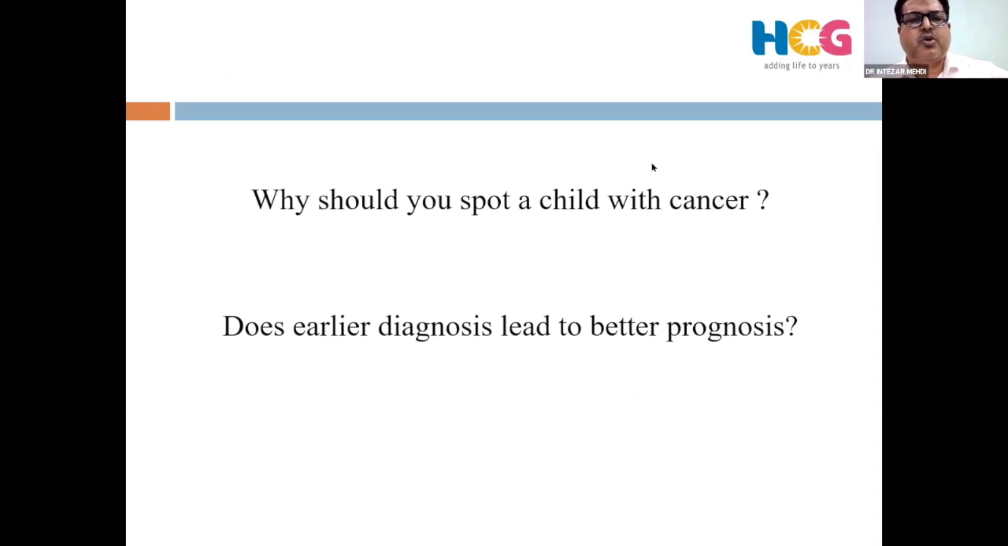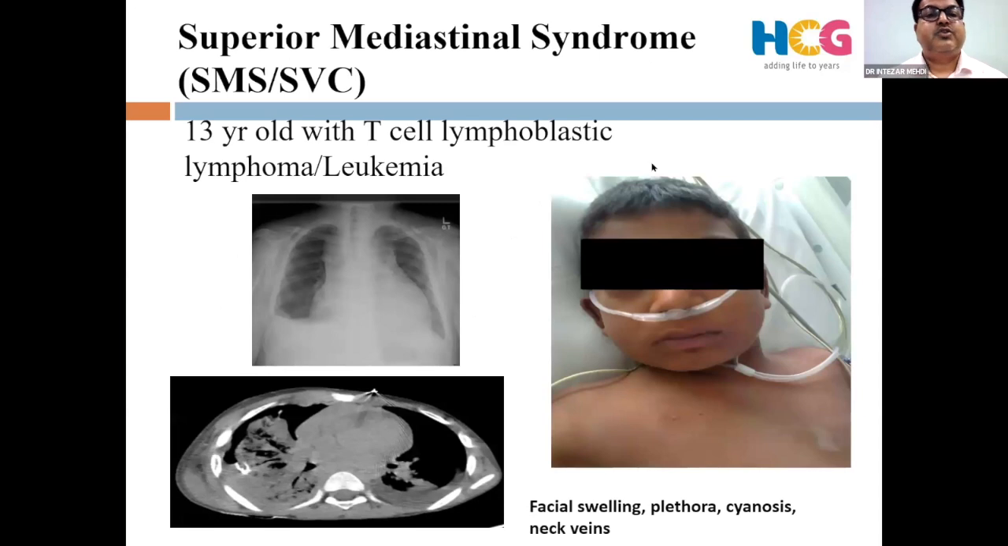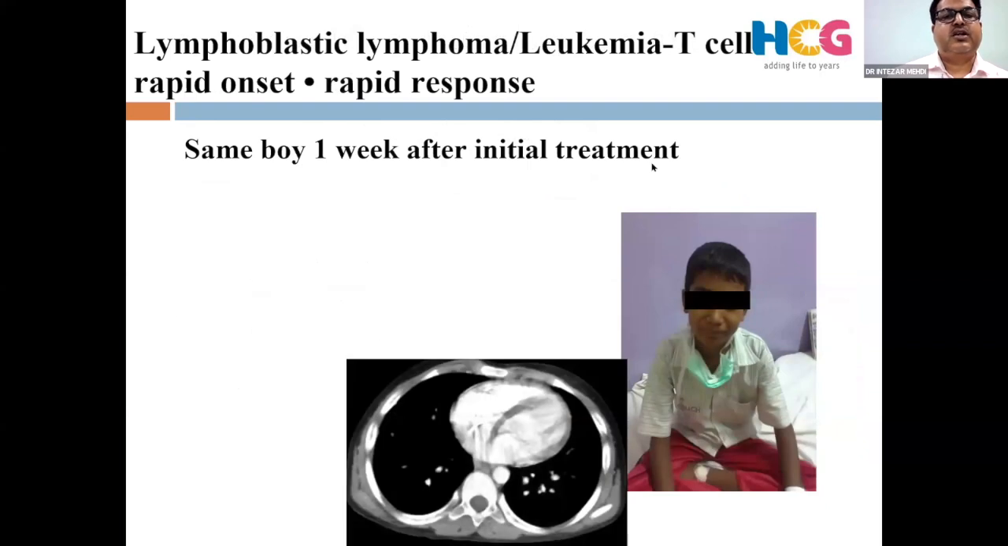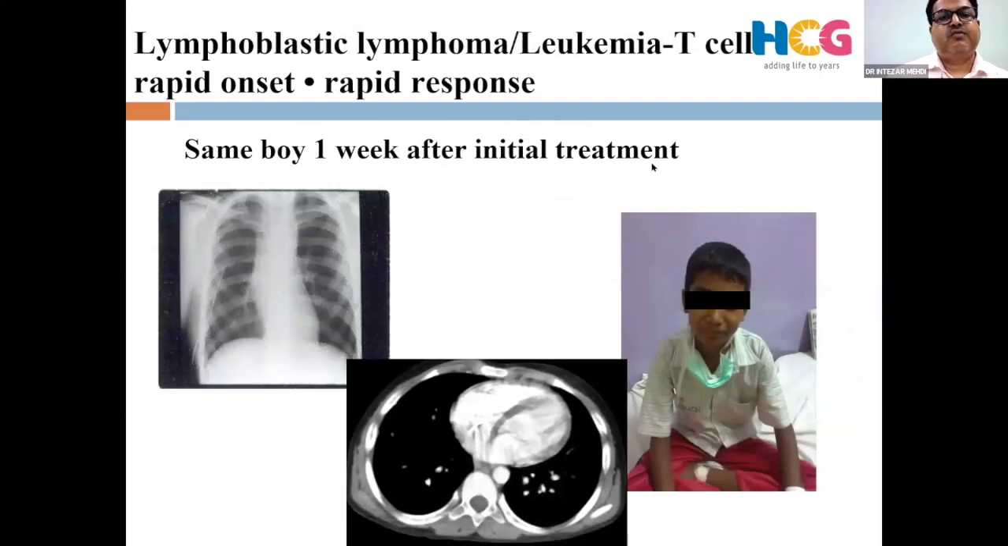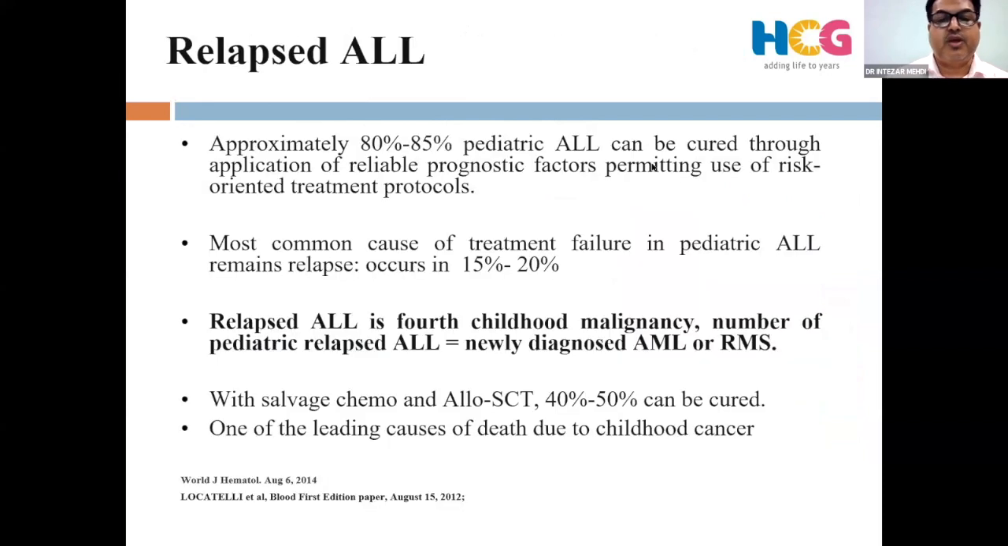So that's very important. Why should you spot a child with cancer? Does earlier diagnosis lead to better prognosis? Well, yeah. As you can see, this is one of the children. Dr. Renu was working with us at that time. This was a child who presented to our OPD, a sick child. You can see a 13-year-old with T-cell lymphoblastic leukemia, a huge mediastinal mass compressing the airway. The child is quite sick, with facial swelling, plethora, and sinuses. Immediately, we had a diagnosis and then started the treatment, the initial first week with BFM based on steroids. By 1 week after the initial treatment, he did very well. He's a long-term survivor and he's doing very well.